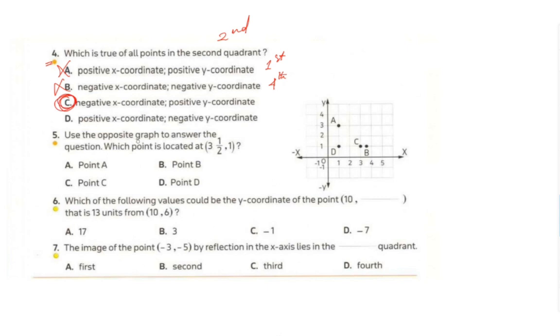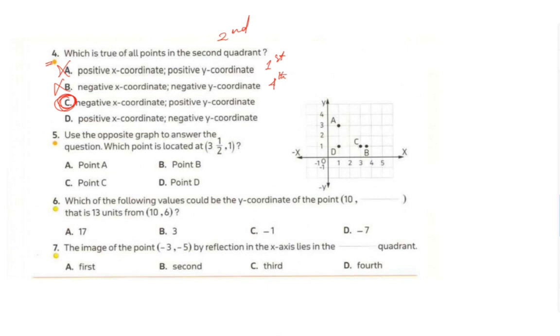Use the graph to answer the question. I have a graph here, and the question is, which point is located at (3.5, 1)? I need to find A or B, C or D.